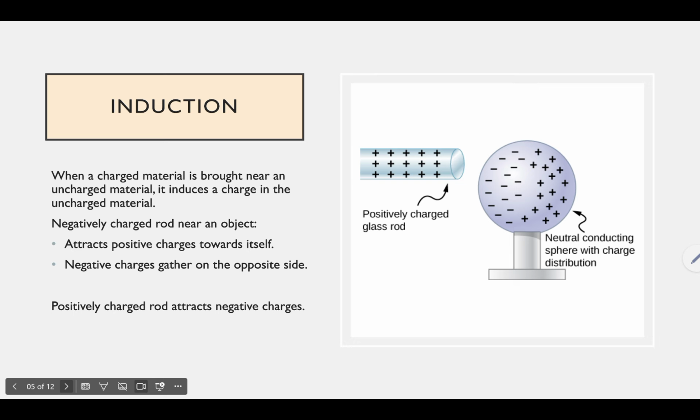Induction. When a charged material is brought near an uncharged material, it induces a charge in the uncharged material. So let's look at the negatively charged rod near an object. What will it do? It will attract the positive charge towards itself, and the negative charge will gather on the opposite side. So the positively charged rod will attract the negative charges.